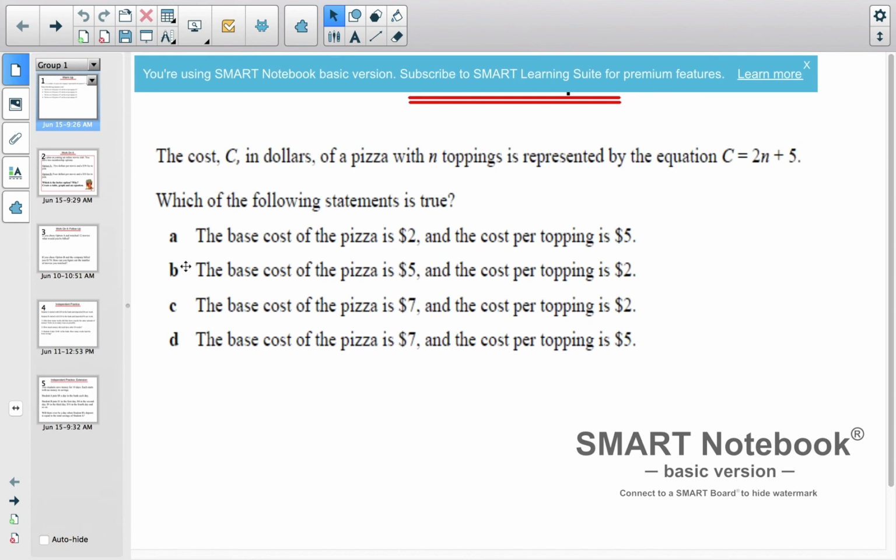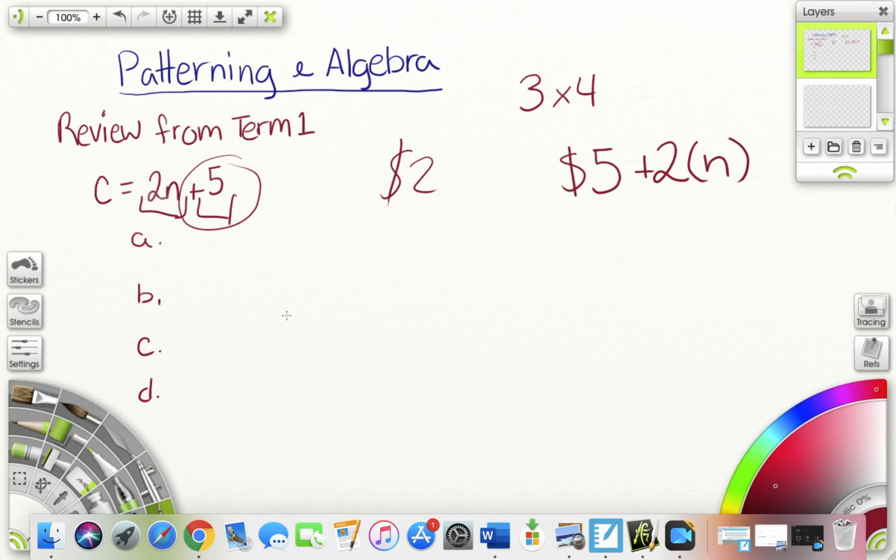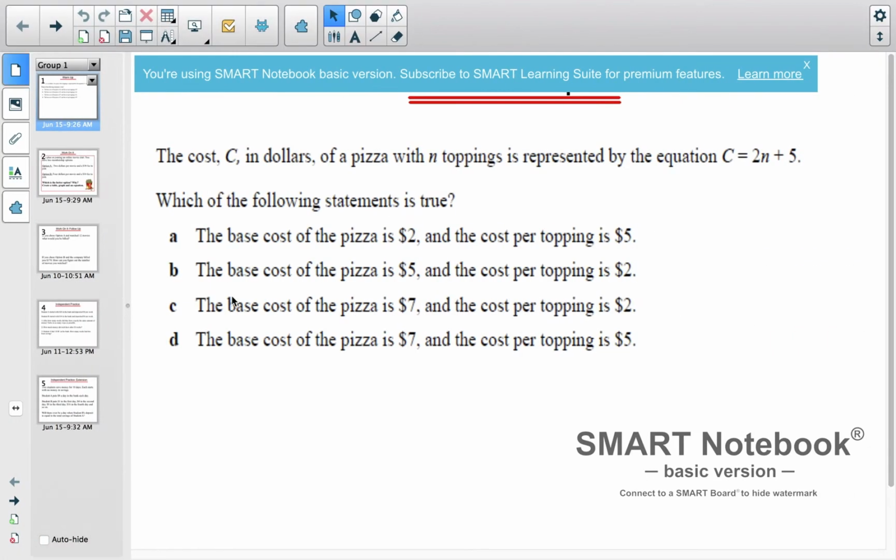So in this case, the answer is B, because that represents my equation: the $5 is the base cost of the pizza and $2 is the cost of the toppings times how many toppings I decide to get. So that's our little bit of a review question.